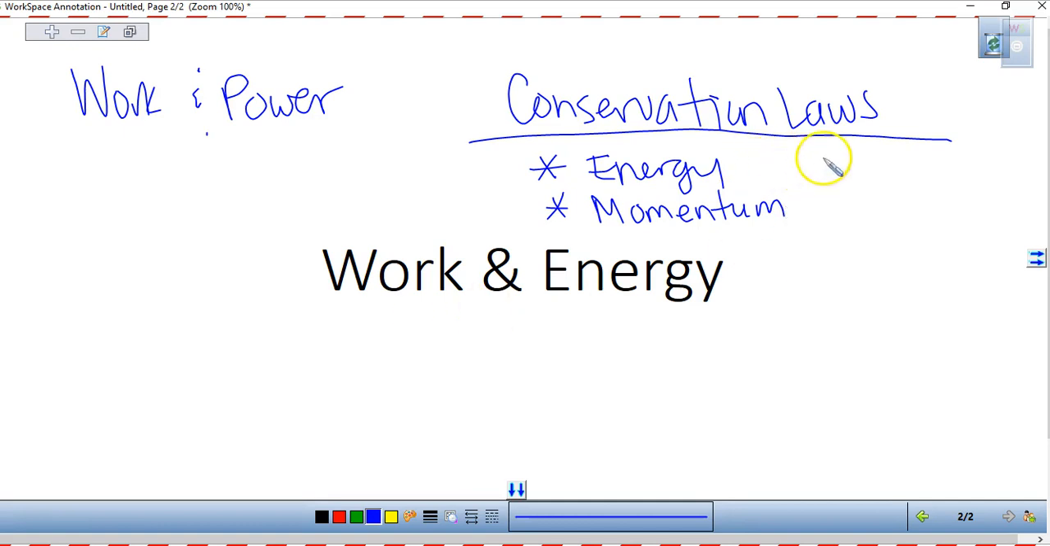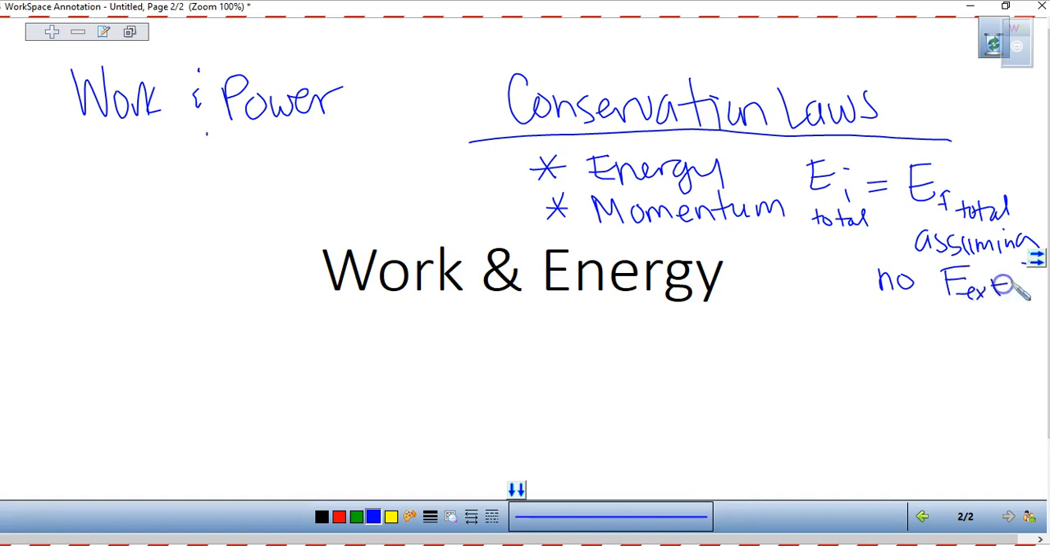For us, we're going to find that as long as there are no external forces acting on your system, the initial energy, to be really specific, the total initial energy of your system should equal the total final energy of the system. That's assuming, sorry for my writing, no external forces. In fact, we're going to talk about this in terms of work, but it's still related to forces.